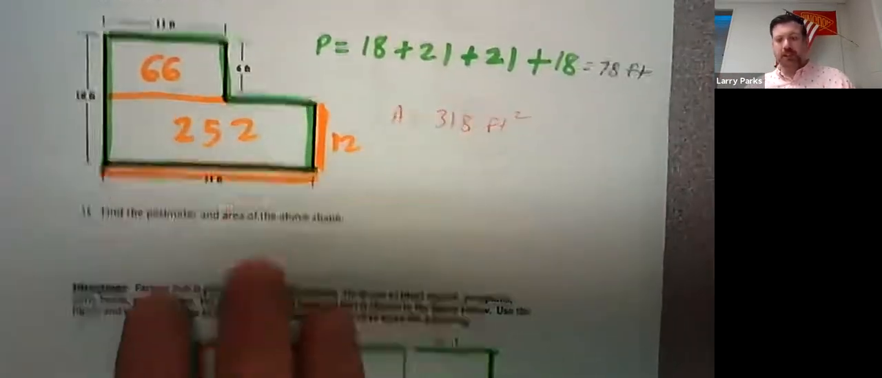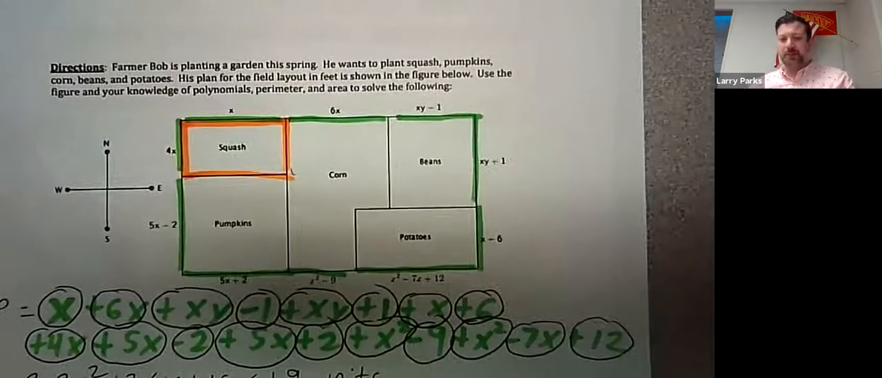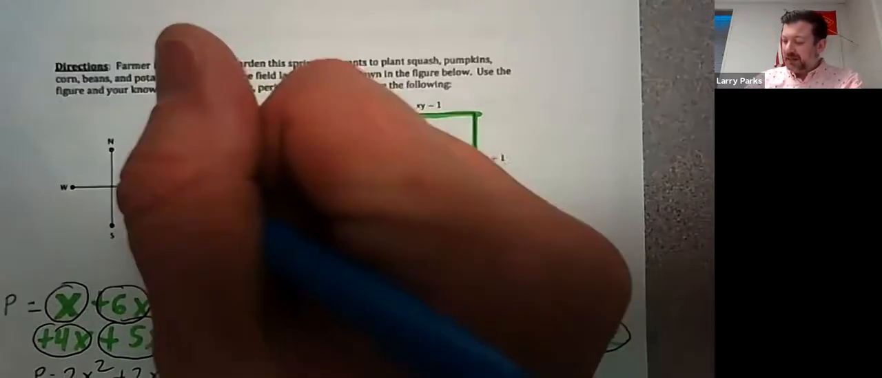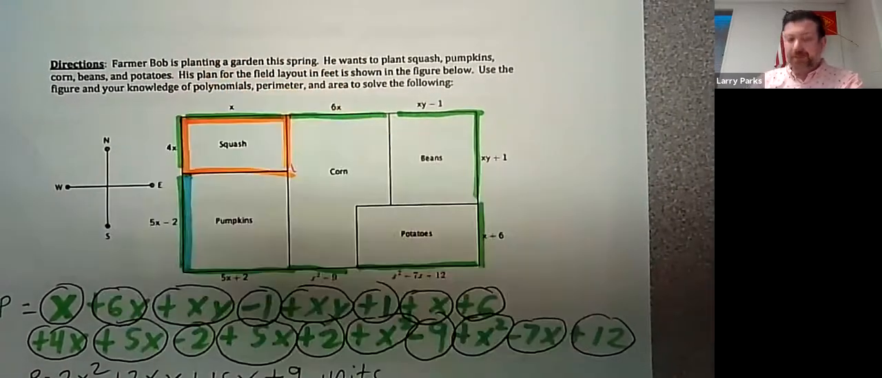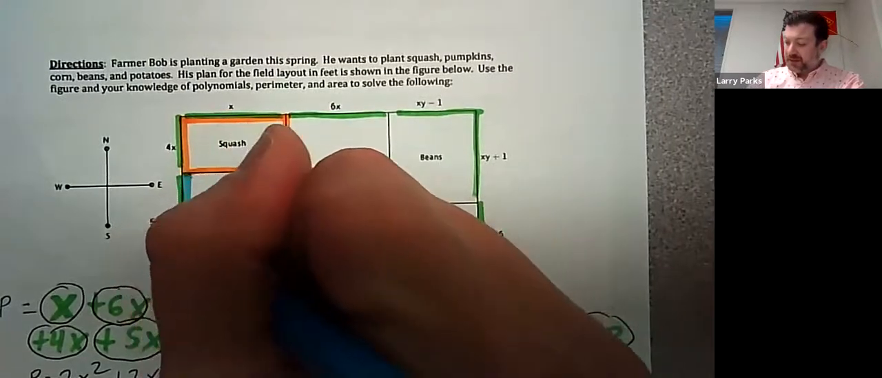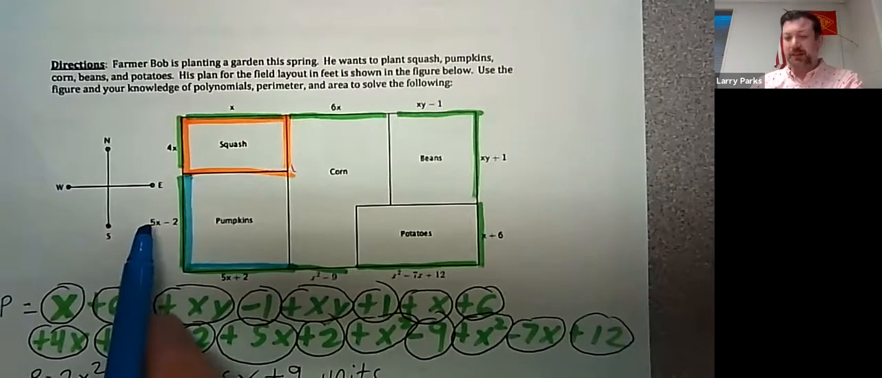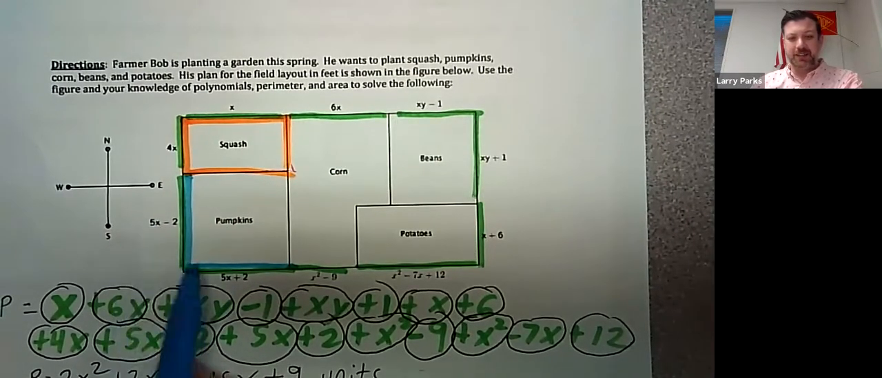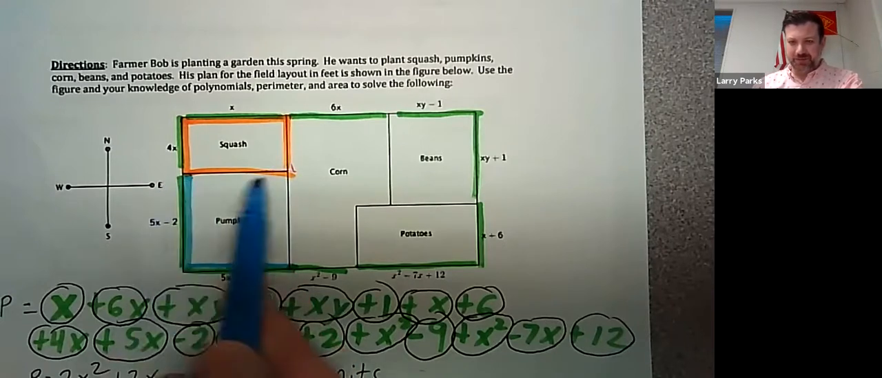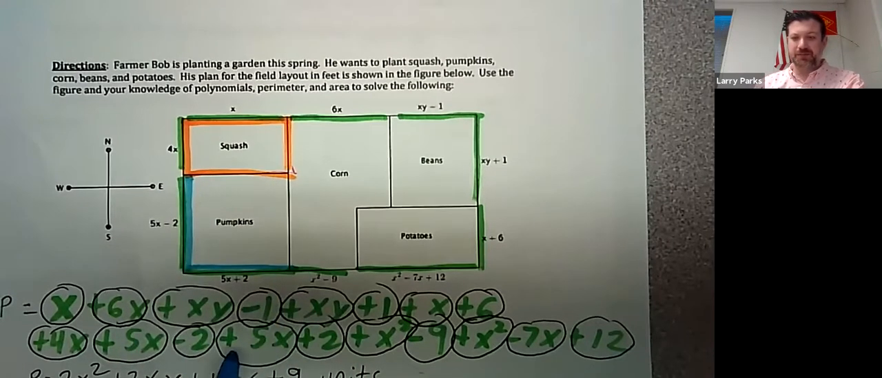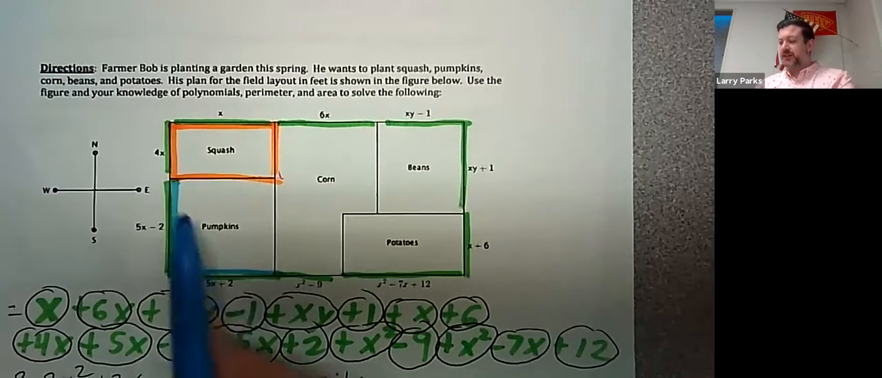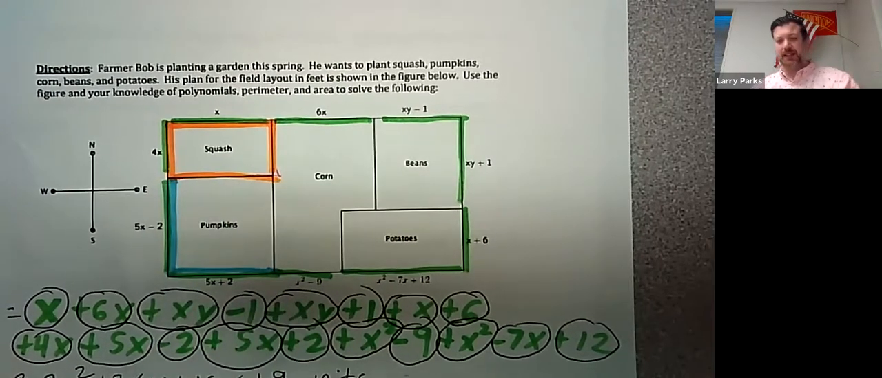Pumpkins? Where are you, pumpkin field? See, pumpkin field, we're going to have 5x minus 2, 5x plus 2. So I'm going to have 10x. Those two are going to go away, -2 plus 2. If this is 10x, then this is going to be 10x. So I get 20x. So I have 10x, and this is going to be 10x also. So we're up to 20x.